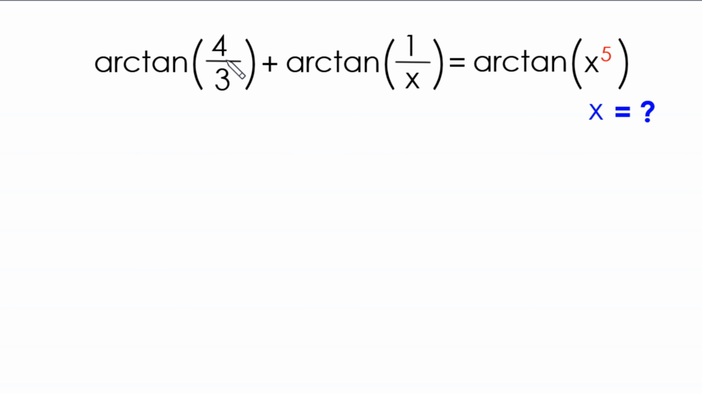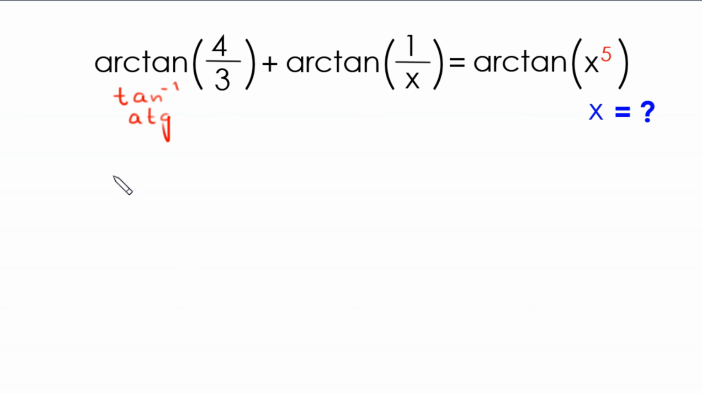Arctan of 4 over 3 plus arctan of 1 over x is equal to arctan of x to the power 5. Our job is to find all possible values of x. So let's start. This inverse tangent function arctan is also called tan inverse, and it is also called ATG.